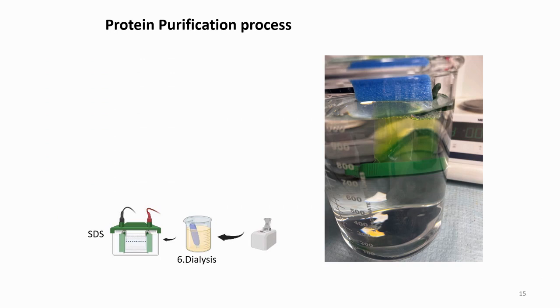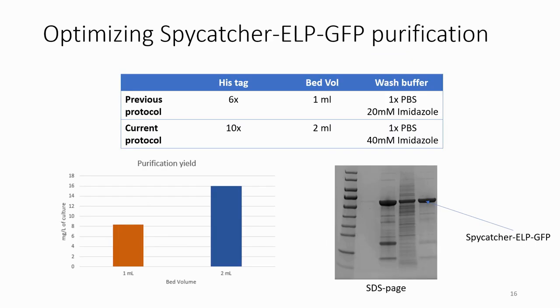This is important because the elution product needs to be dialyzed so that the excess salt that triggers elution could be removed after dialysis. And then we use SDS-PAGE to evaluate the protein purity of it. This is the optimization of our SpyCatcher ELP GFP purification.